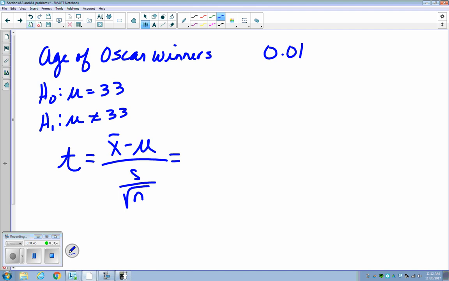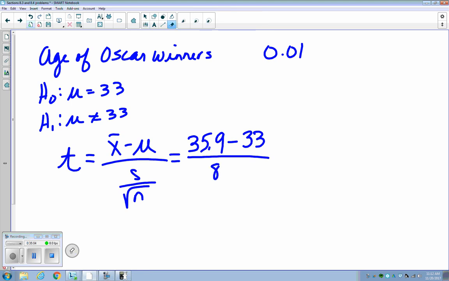What was x bar? You guys have the sheet in front of you. It was what? 35.9. Mu is 33, and how many actresses were there? 82. And what was the standard deviation of the sample?